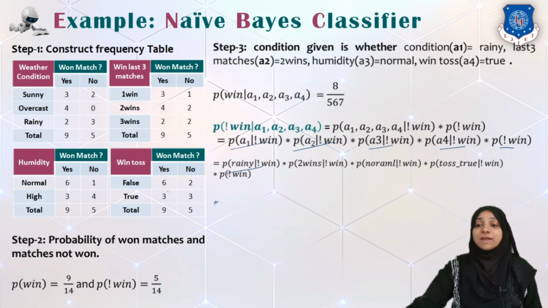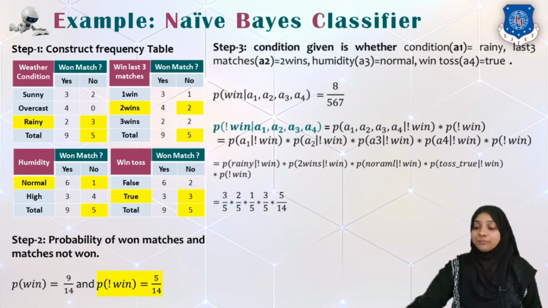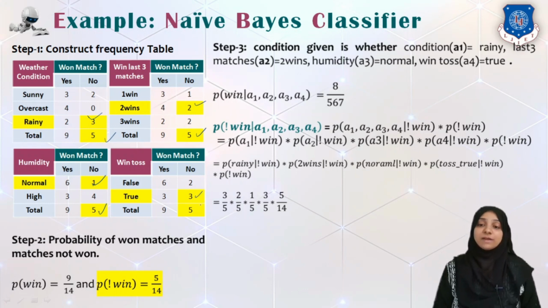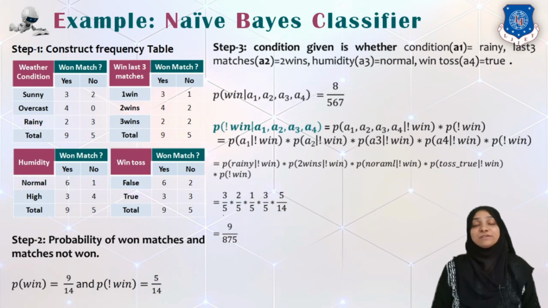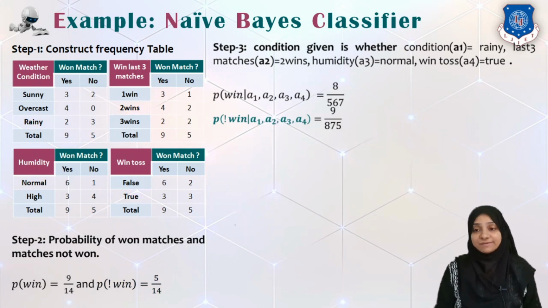So A1 is nothing but rainy. So the probability of rainy given not winning the match, from the table we will calculate this value, is 3 out of 5. Windy and not winning the match is 2 out of 5. Humidity normal and not winning the match is 1 out of 5. And winning the toss but not winning the match is 3 out of 5. So these values are substituted, and the probability of not winning is 5 by 14, which we have already calculated. We will do the math and find out the answer. The answer turns out to be 9 by 875.